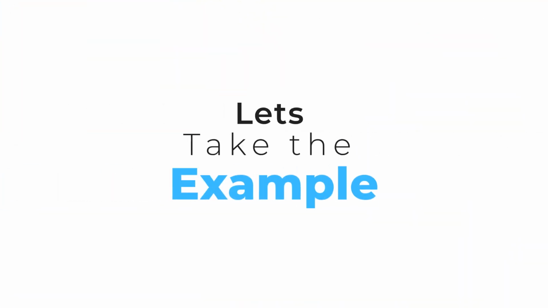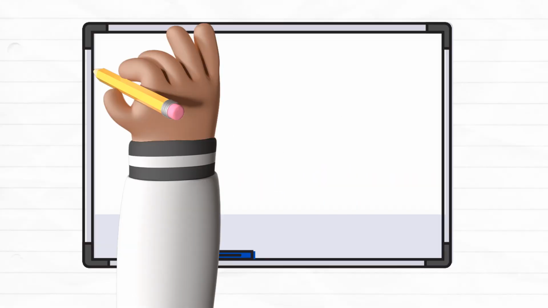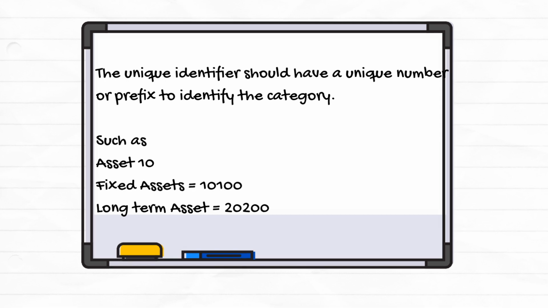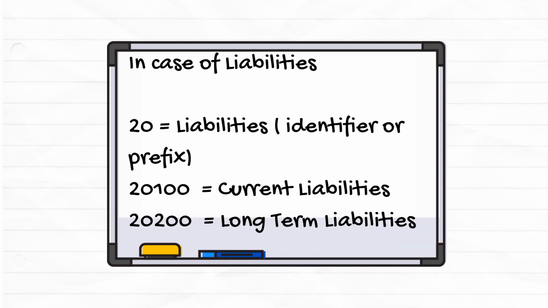Let's take an example. A unique identifier should have a unique number or prefix to identify the category. Such as asset: 10 equals assets, 10,100 equals fixed assets, 20,200 equals long-term asset. In case of liabilities, 20 equals liabilities identifier or prefix, 20,100 equals current liabilities, 20,200 equals long-term liabilities.